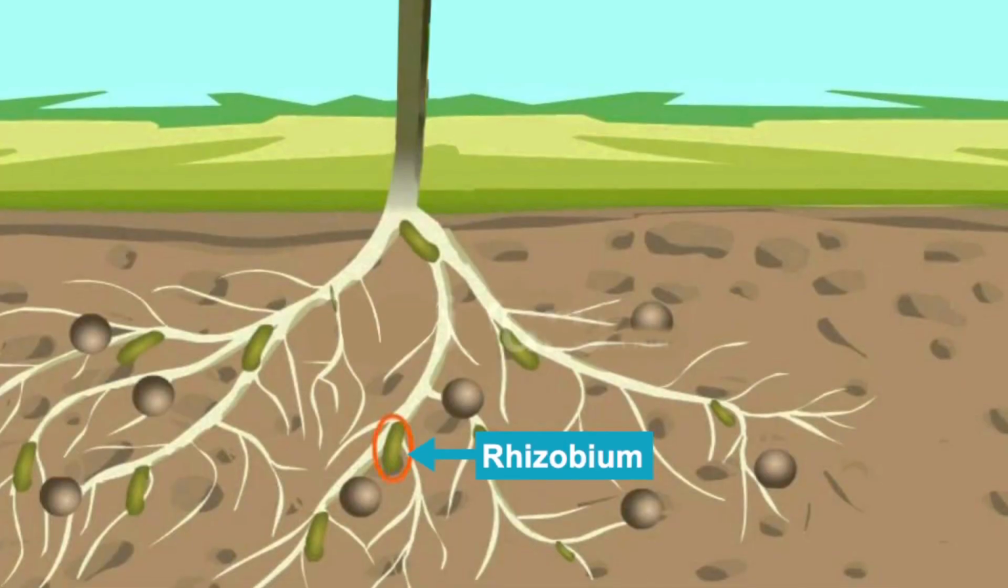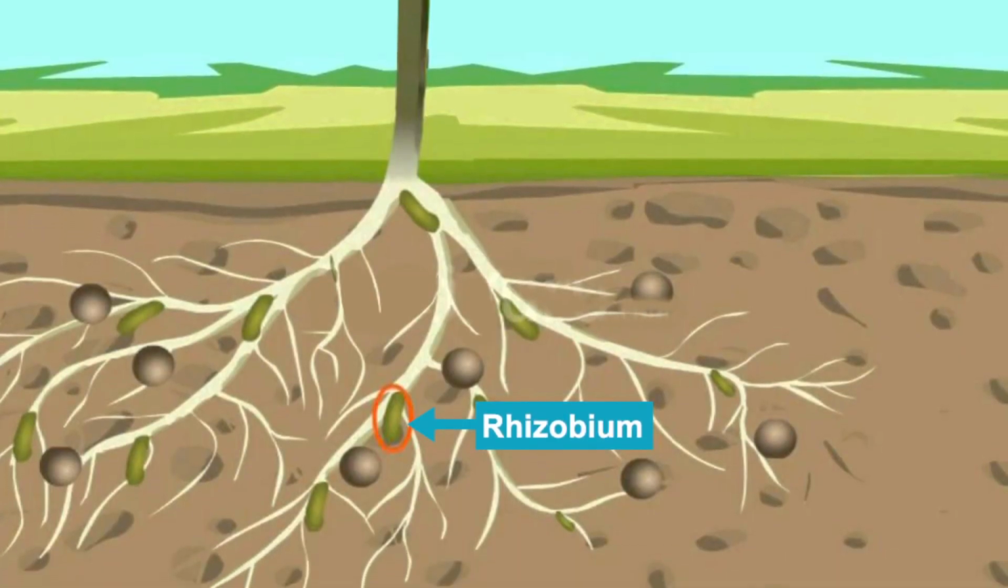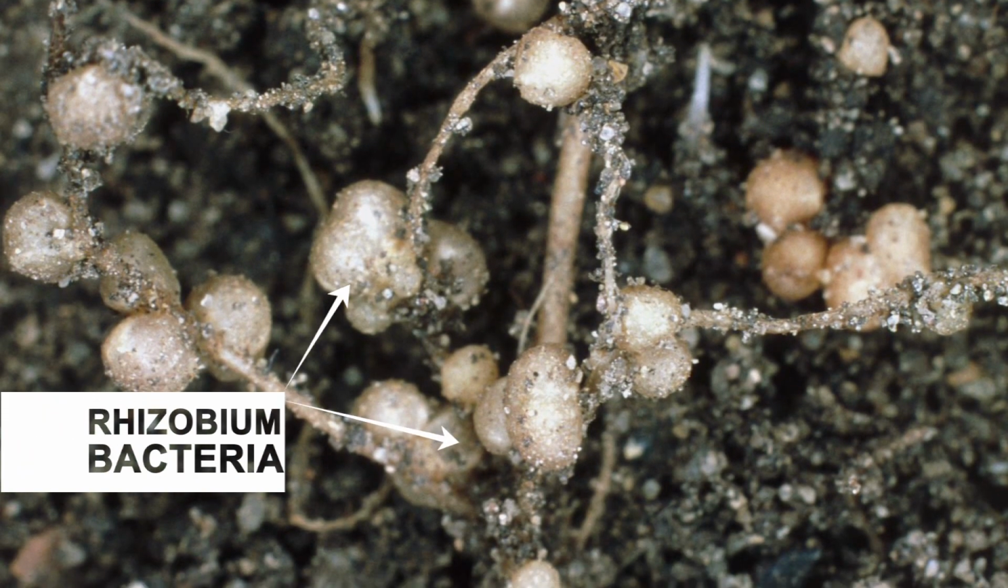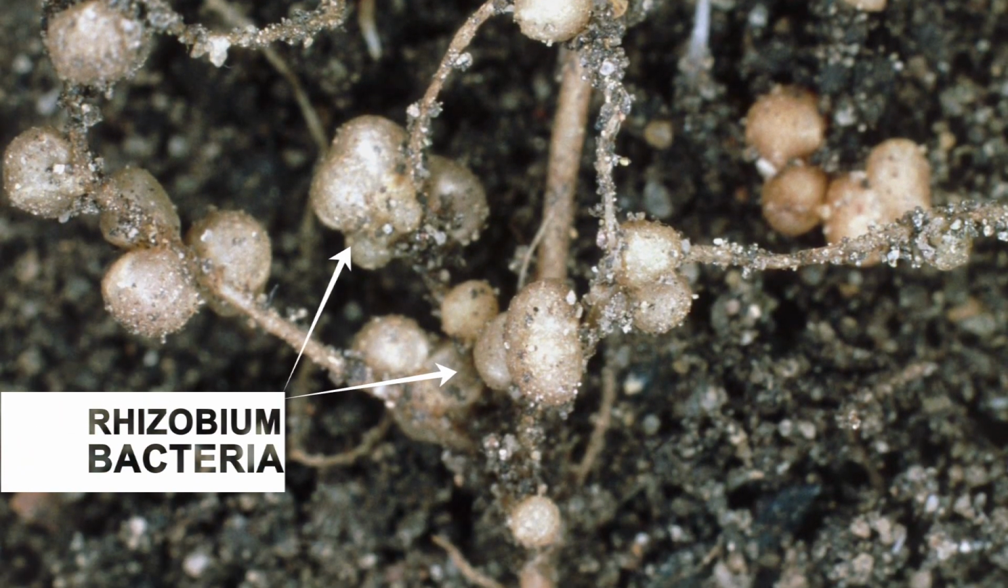leguminous plants like beans, gram, etc. and takes nourishment and shelter from it. In this manner, both are benefited. With this, we come to the end of this chapter.